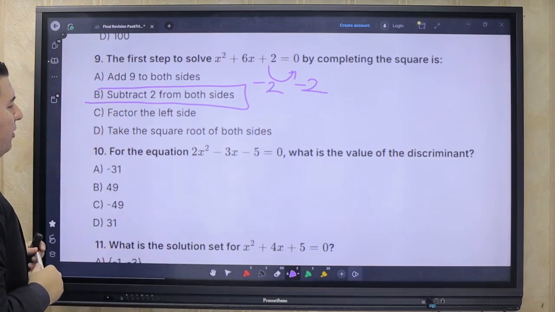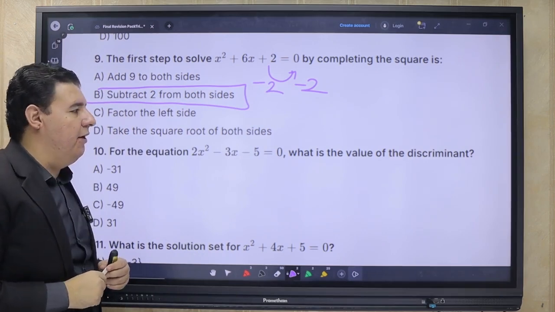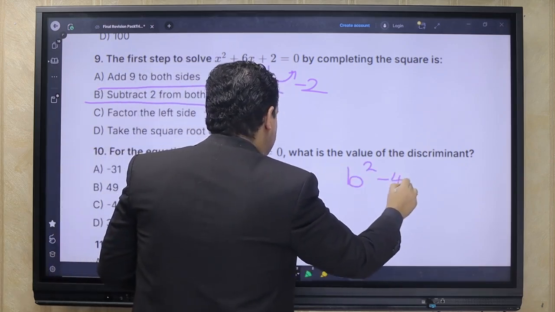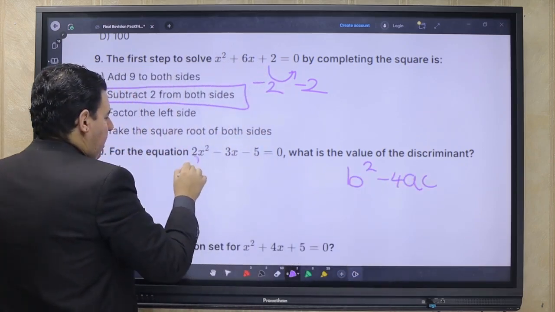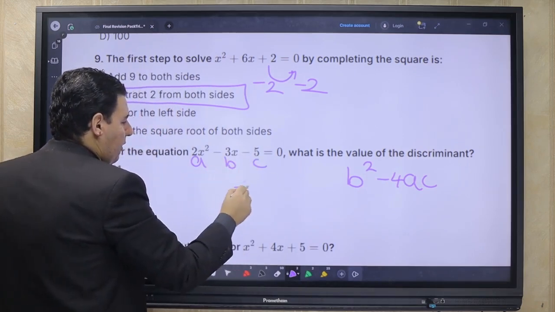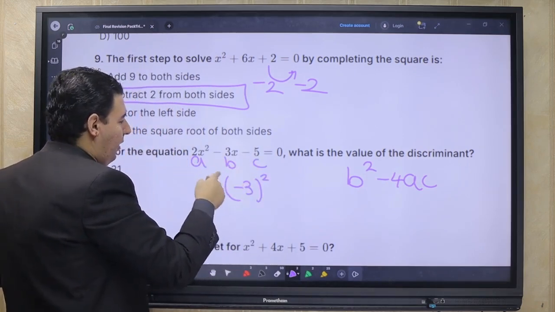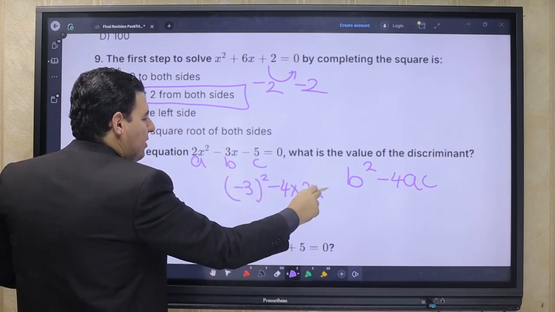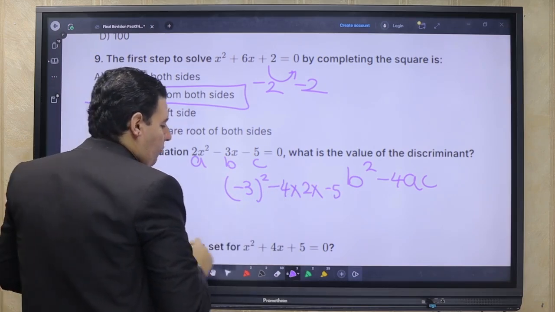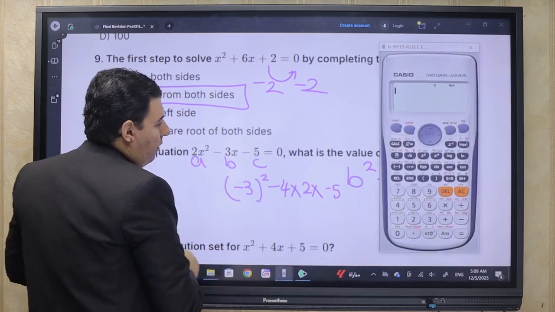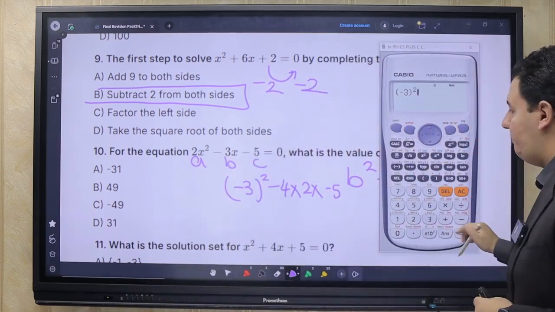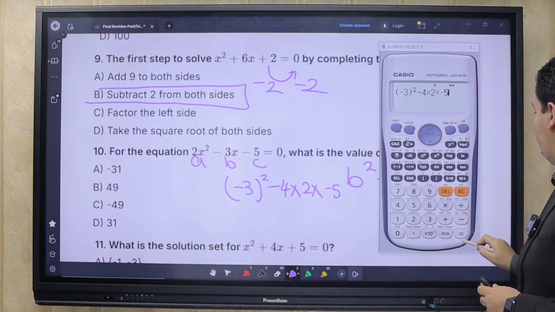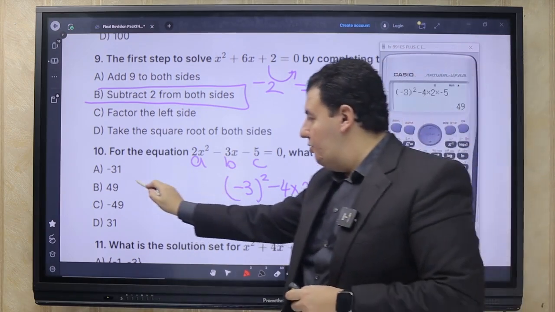10. For the equation 2x squared minus 3x minus 5, what is the value of the discriminant? Let's go back again. Discriminant is b squared minus 4ac. This is a, b, c. b squared is negative 3 squared. Be careful: negative 3 squared minus 4 times a, 2, times c, negative 5. So negative 3 squared minus 4 times 2 times negative 5 equals 49. So we'll choose 49.